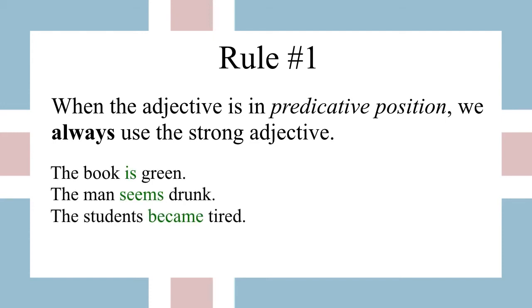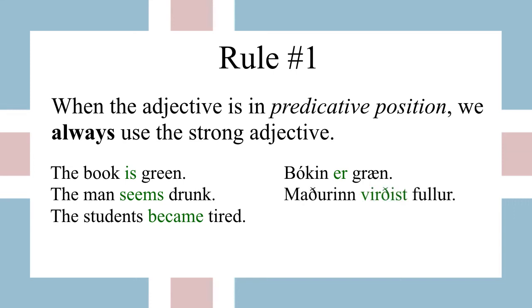So here are the English sentences that we looked at. Let's look at the equivalent Icelandic sentences. Bókin er græn. The book is green, and græn is the strong form of the adjective. Maðurinn virðist fullur. The man seems drunk.